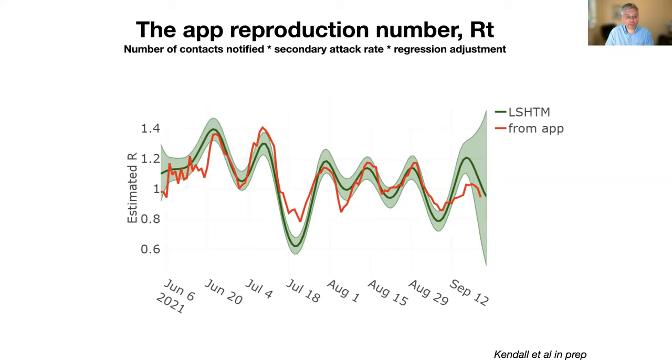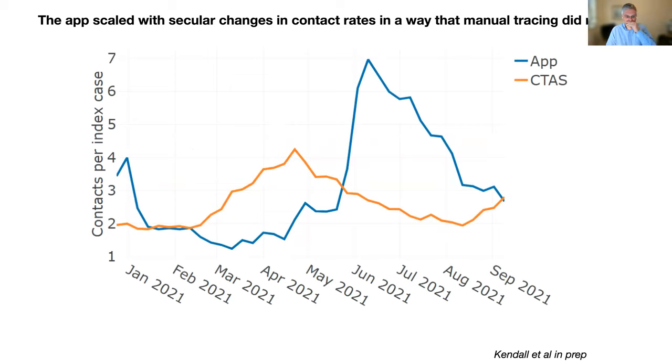One of the other things we've done is that you can imagine that if the app notifies contacts, you know what proportion of those contacts are infected, that can give you a reproduction number. And when comparing that to other estimates of the reproduction number, we also put in a regression adjustment. So there is a scaling factor, but you can see a very good correspondence between the reproduction number that we can estimate really in real time on that day from the app. And that produced, for example, in this case, this is the best agreement, from the method produced by the group at the London School of Hygiene and Tropical Medicine.